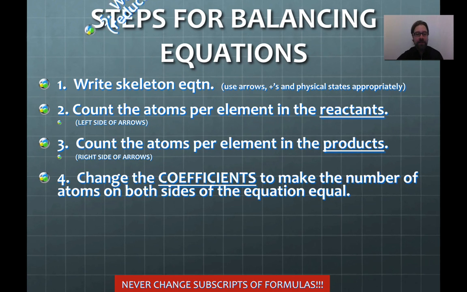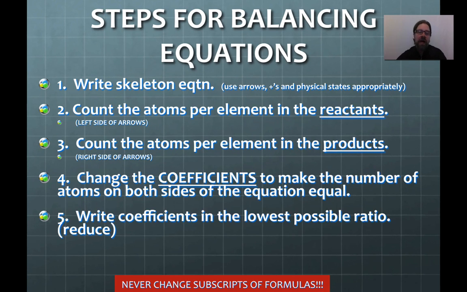Number 5, if you wind up with coefficients that do balance out that equation, reduce them down into the lowest possible ratio. So if you wind up with coefficients of 2, 4, 4, 2, you know that all 4 of those numbers are divisible by 2, so it would be 1, 2, 2, 1 instead.